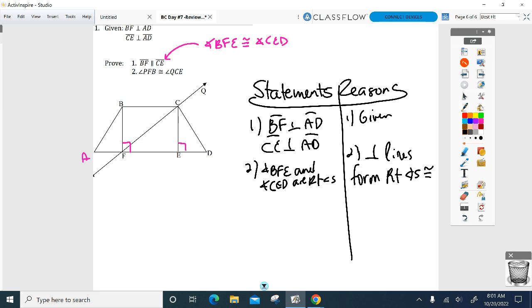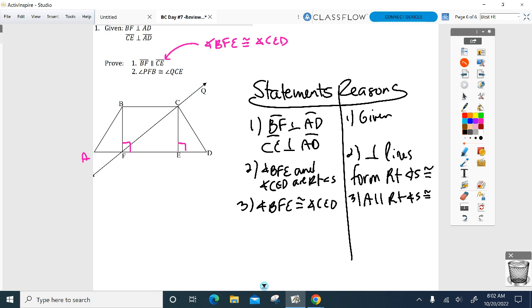Now, right after that, you can tell me congruent. It's a 2-step process all year long. Tell me they're right angles, then tell me they're congruent. And then this was up on the board. All right angles congruent. Good job, guys. Great work.